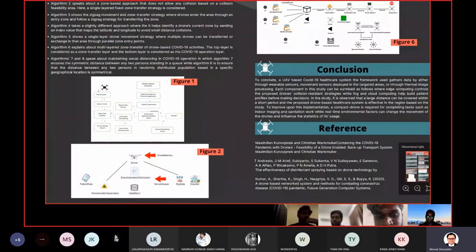Then moving on to the references, we took three references. One was titled Containing the COVID-19 Pandemic with Drones. Similarly, with two other PDF articles, the bulk of our research was done using the third article, titled A Drone-Based Network System for Future Generation Computer Systems. Okay, so that concludes our presentation. Thank you, sir.